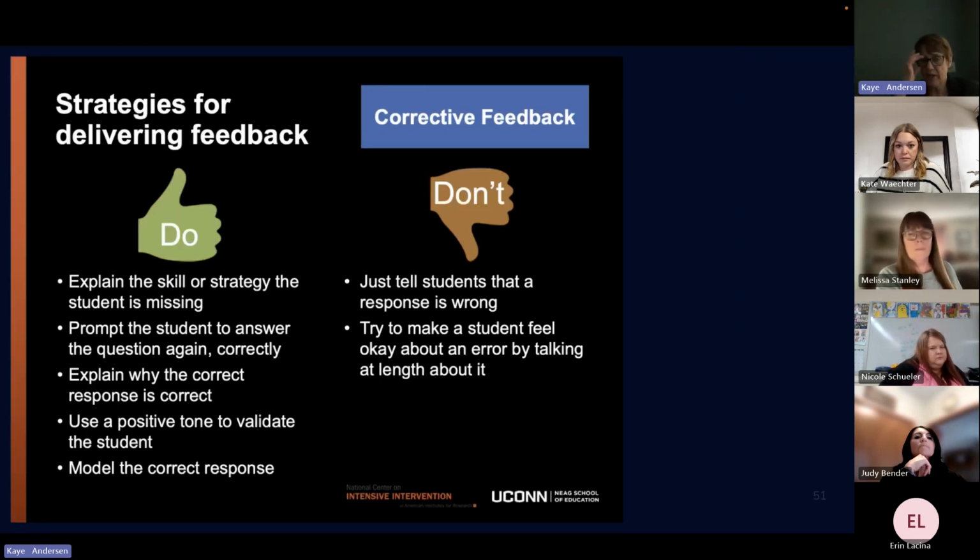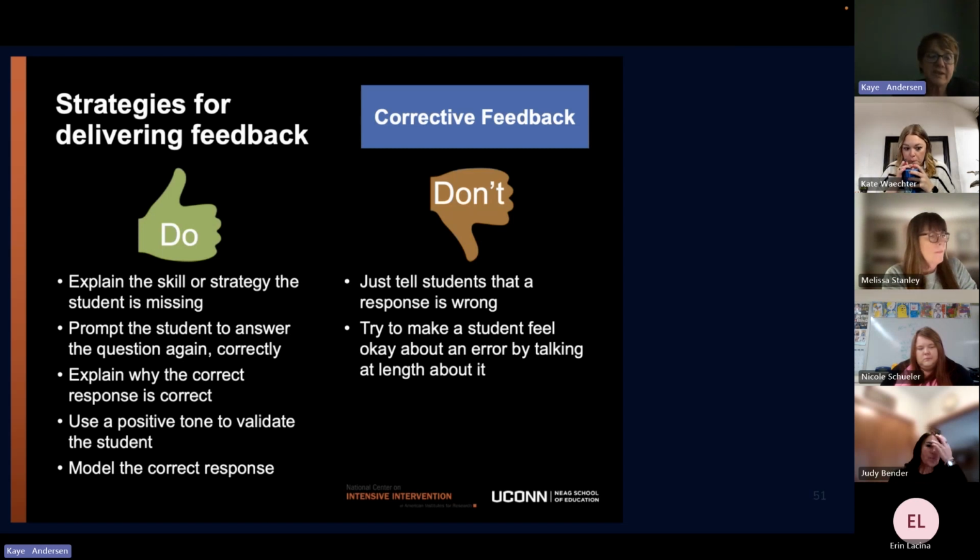When we think about corrective feedback, this part really makes sense. When we're giving feedback, we might explain the skill, we might reteach the skill that the student is missing, we might prompt them to get to the right answer, explain what the correct answer is and why it's correct. The most important part is we model what's correct and we get them to repeat what that correct answer is and let them know what their response is.